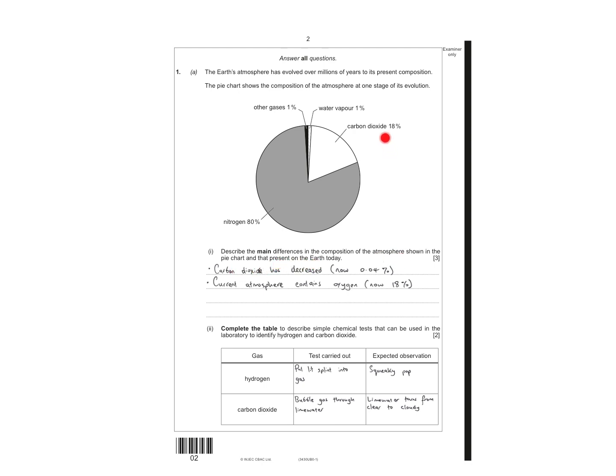The first thing I spot is that the carbon dioxide percentage is much too high. Carbon dioxide now is 0.04%, so it's decreased from 18%. And the other one is there is no oxygen in this pie chart whatsoever. So the current atmosphere contains oxygen, and I made a little mistake there. It doesn't contain 18%, it contains 21%.